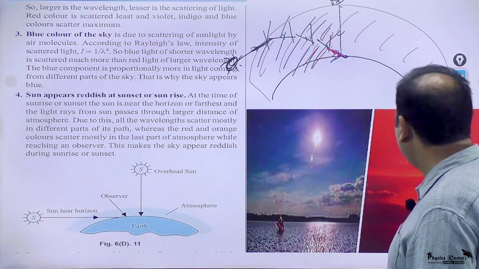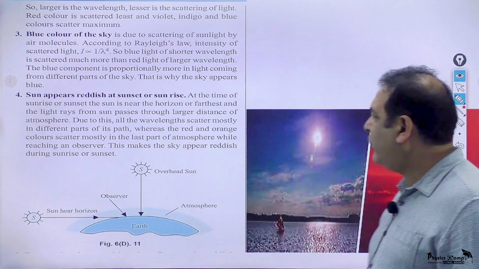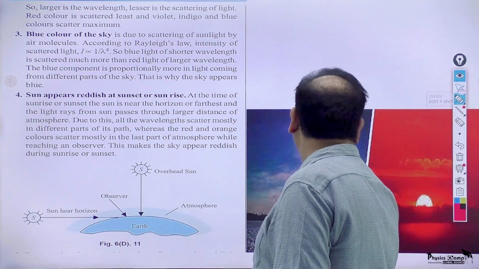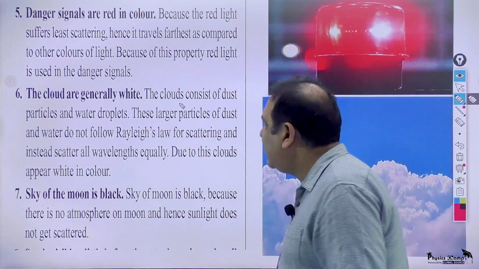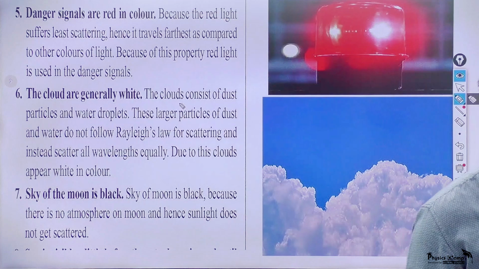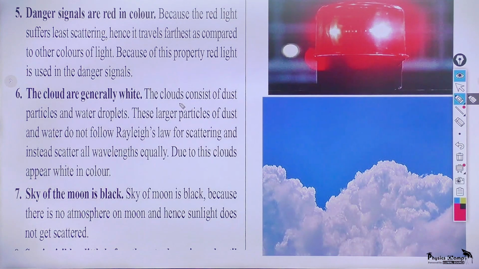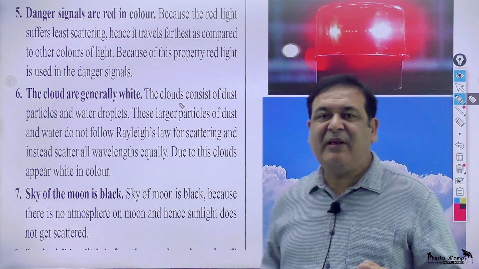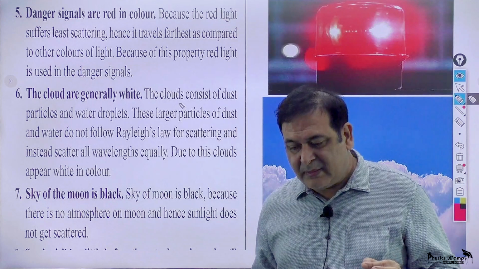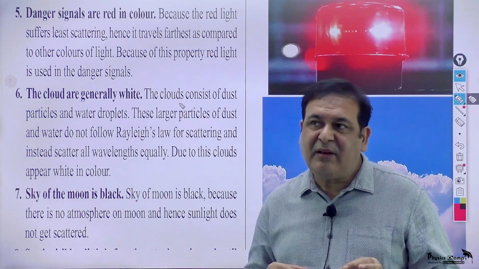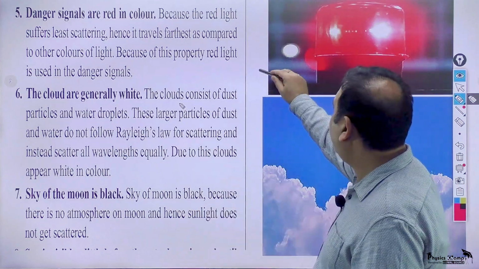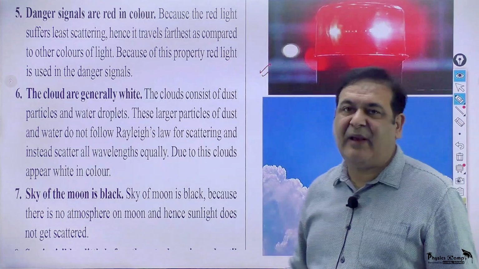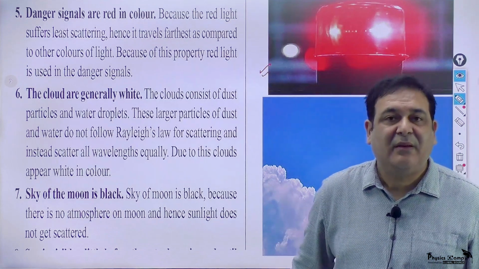Now the next important point which we discuss is why the danger signals are red in color. Now you can clearly explain it. Why are danger signals made red? The reason is simple, that red color has the least scattering. So it is the red color which can reach the farthest without scattering. So that's why danger signals are made red, so that they can be seen from the farthest.